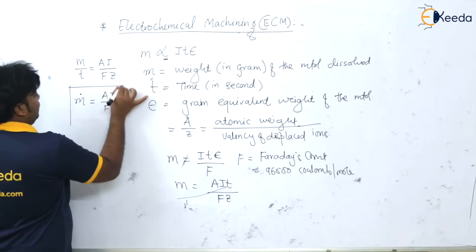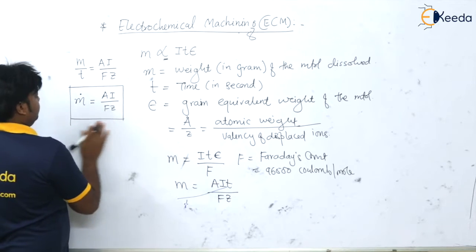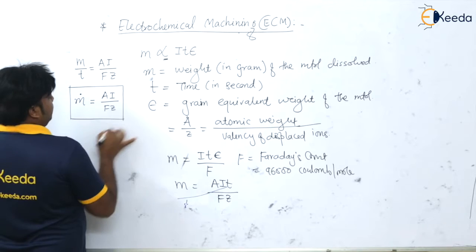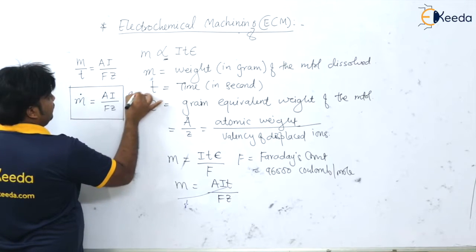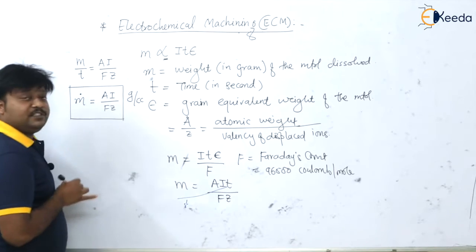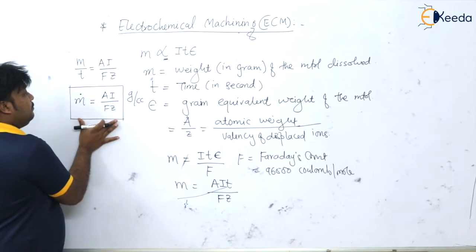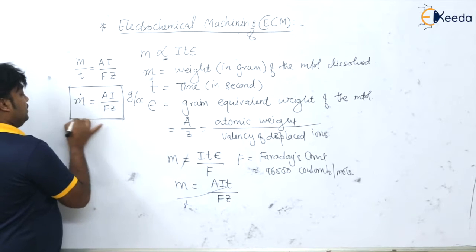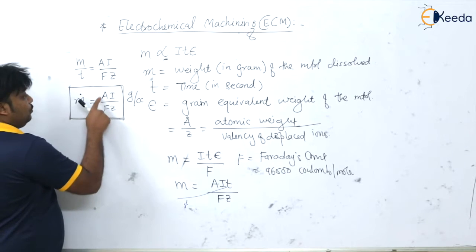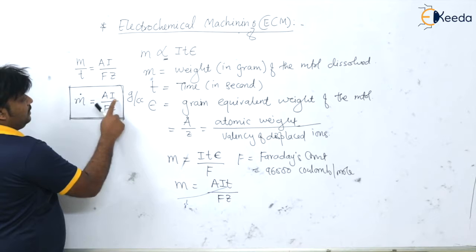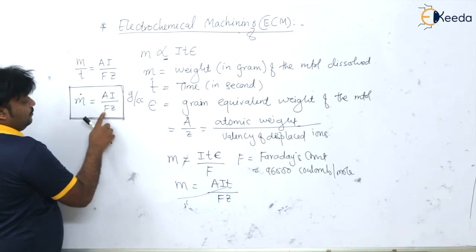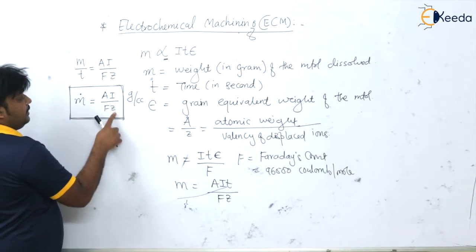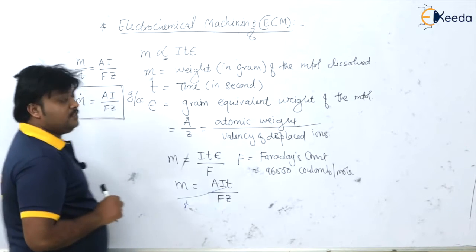Very, very important. This is the mass flow rate in the ECM, which can have the unit of grams per second. Many times the questions are framed on this formula. What is that? The mass flow rate in ECM is equal to gram atomic weight into current divided by Faraday's constant into the valency of the ions.